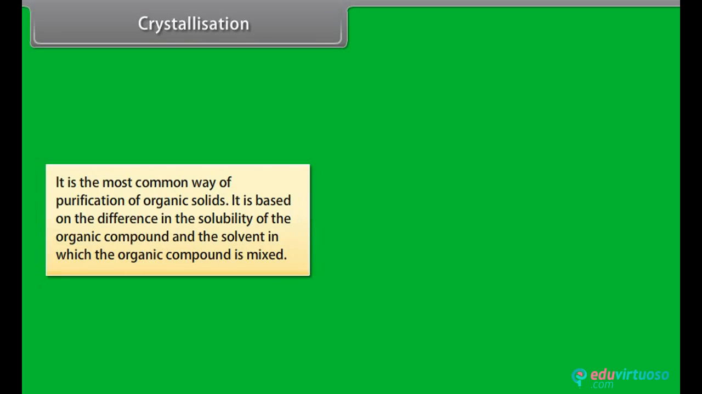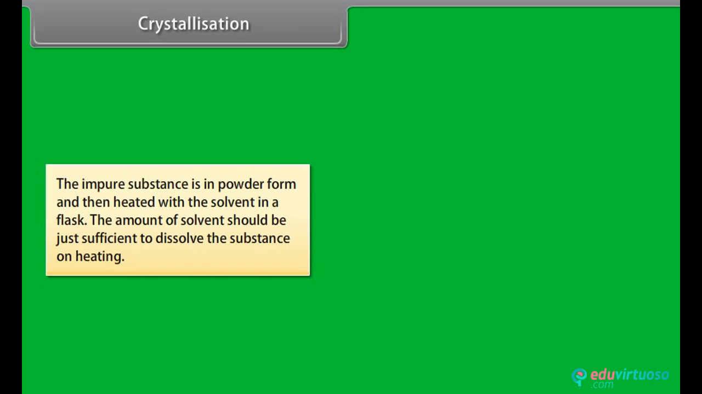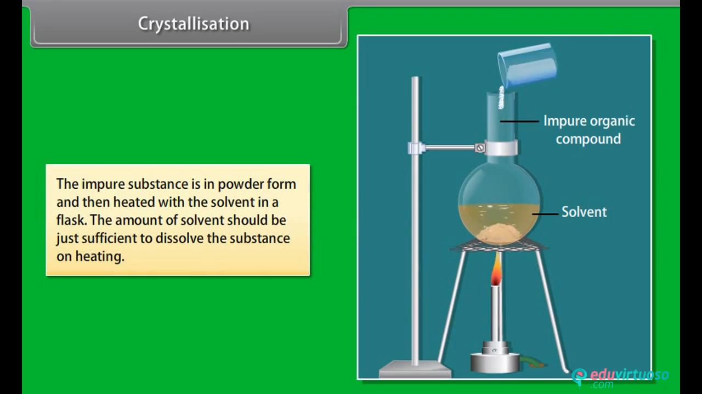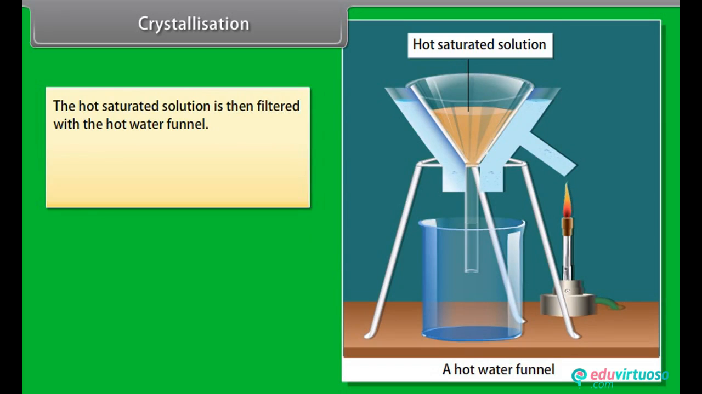Crystallization. It is the most common way of purification of organic solids. It is based on the difference in the solubility of the organic compound and the impurities in the solvent in which the organic compound is mixed. The impure substance is powdered and then heated with the solvent in a flask. The amount of solvent should be just sufficient to dissolve the substance on heating. The hot saturated solution is then filtered with the hot water funnel.